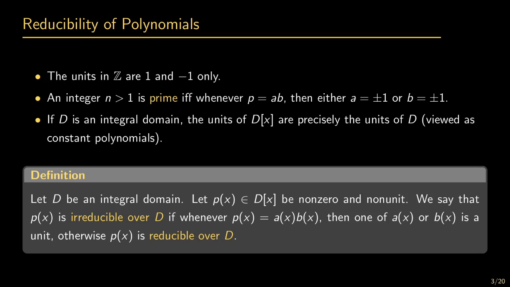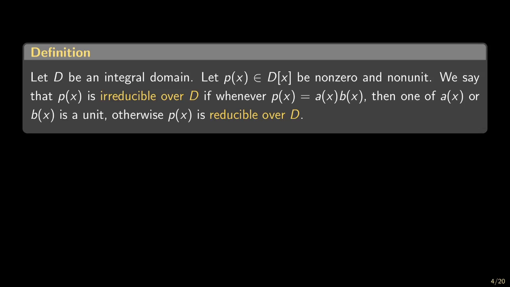In other words, a polynomial is irreducible if and only if it only admits a trivial factorization. Again, when we say that the factorization is trivial, it means to say that one of the factors is a unit. If this is not true, if it is possible to factor p(x) into non-unit polynomials a(x) times b(x), then we say that p(x) is reducible over D. So for the rest of our lecture, this is our definition.